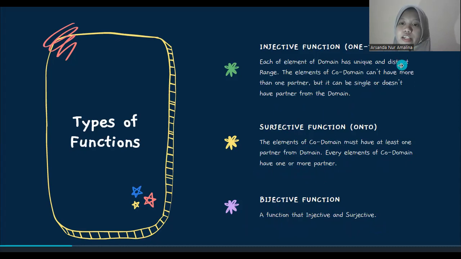So in an injective function, the codomain cannot have more than one partner, but it can be single or have no partner. While in the surjective function, the codomain must have at least one partner, so it can have one or more partners. And this is kind of the opposite of the injective case.